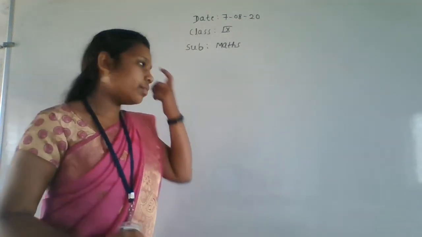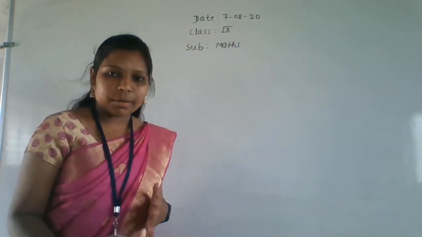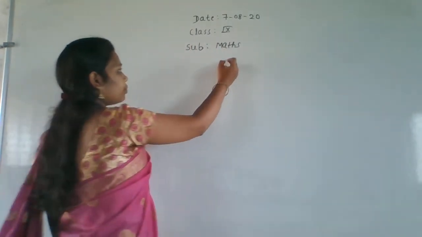Morning children. So today we will solve exercise number 1.2. In the last class I told how to represent an irrational number on the number line, and I gave as an example root 2 as well as root 3, how to represent root 2 and root 3 on the number line. Okay, so now we'll solve exercise number 1.2.